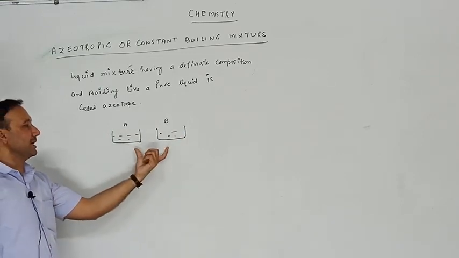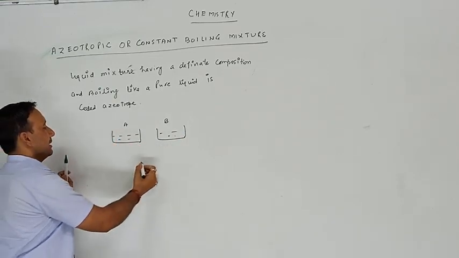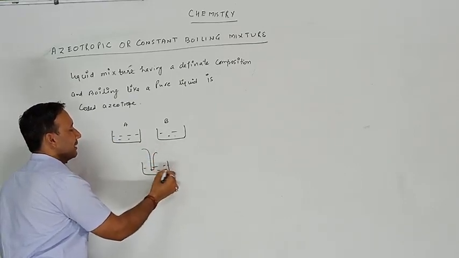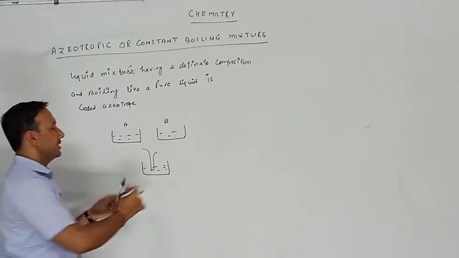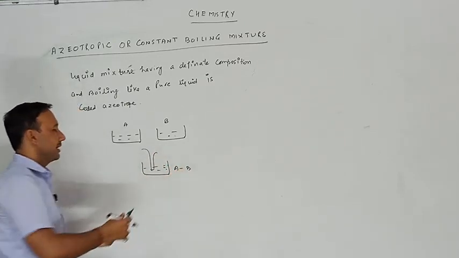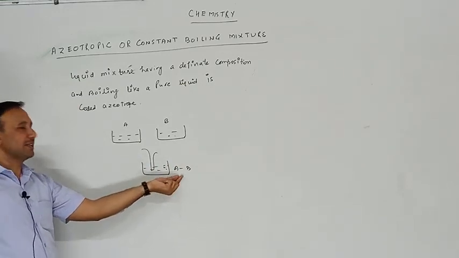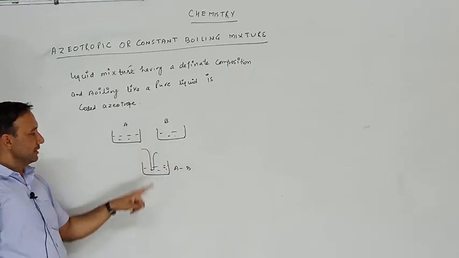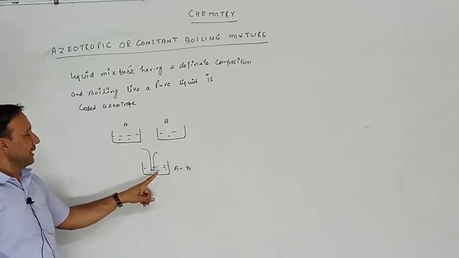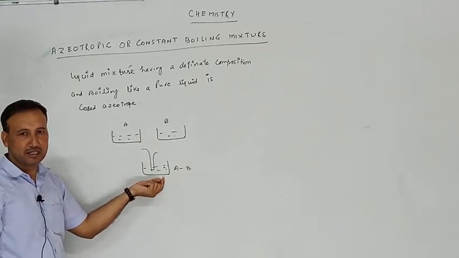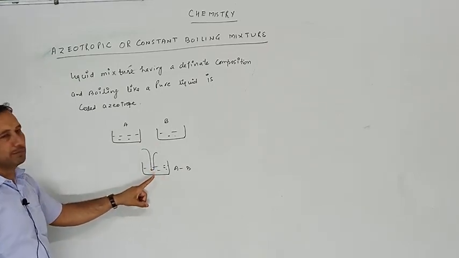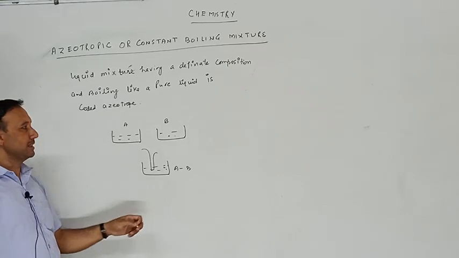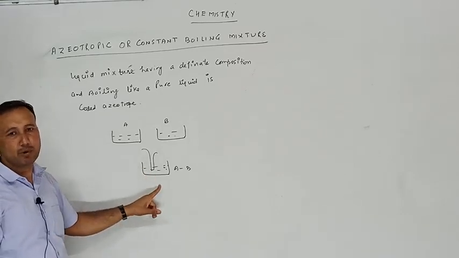and these two liquids have different boiling points. Then if a mixture is formed by mixing liquids A and B, and this liquid mixture boils like a pure liquid, that is, the composition of the liquid phase and the vapor phase of this liquid mixture is the same, then this liquid mixture is known as an azeotrope. It means this liquid mixture has a constant boiling point.